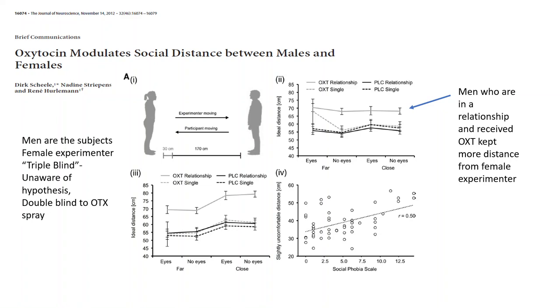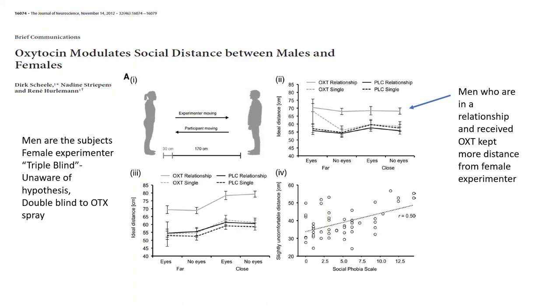Now, this is a fascinating study that looks at pair bonding. Here, men were the subjects, and the females were the experimenters. They were in the room, and the men thought the female was a fellow participant, but she was actually a confederate of the experimenter. And it's a triple-blind experiment because the people in there were unaware of the reason for the study. They thought they were getting a nasal spray that was a decongestant, when the true purpose was to study the effects of oxytocin on social behavior, in this case, social distance.